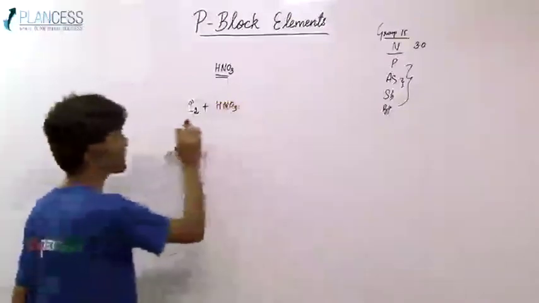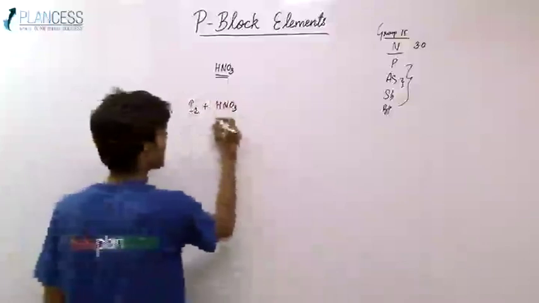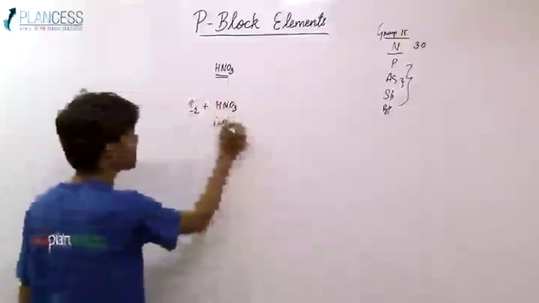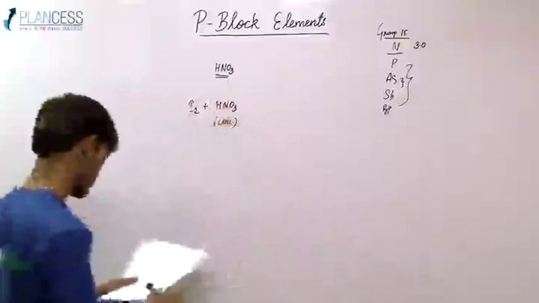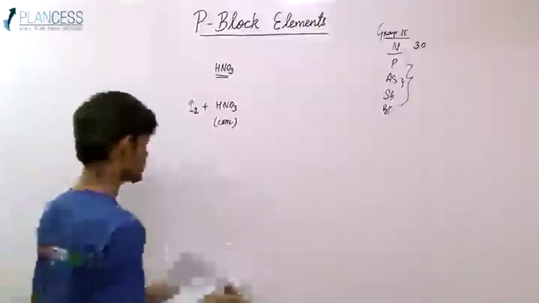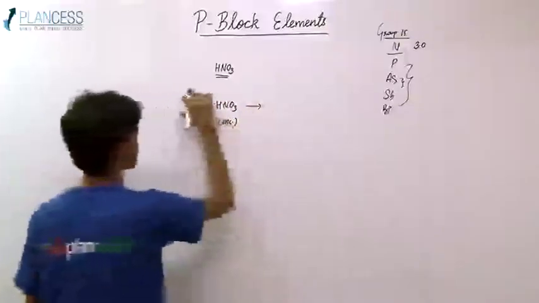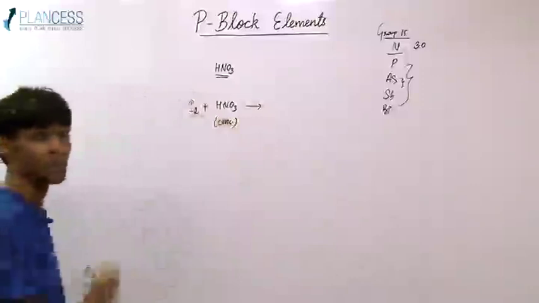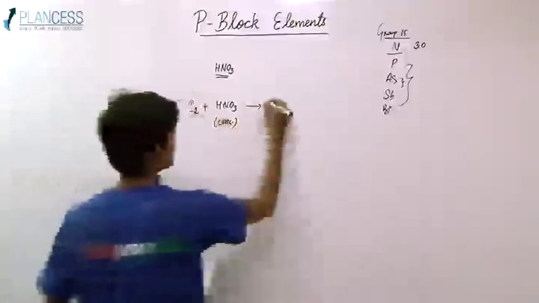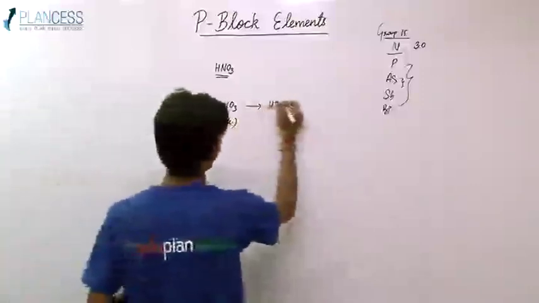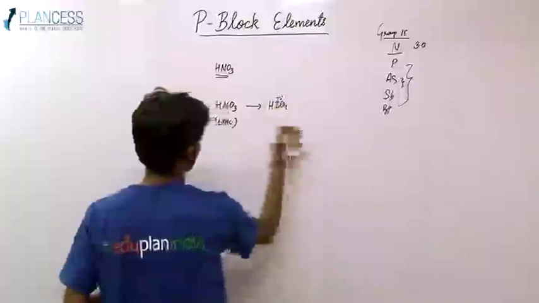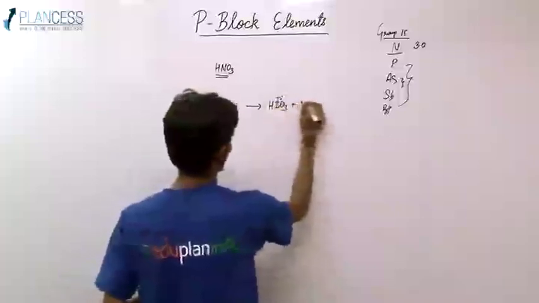However, in this case, we have to use only concentrated HNO3. It should not be dilute or something like that, it should be concentrated. When you use concentrated HNO3, it oxidizes I2 to HIO3, that is iodic acid, where iodine is in the +5 oxidation state, and reduces itself to NO2.